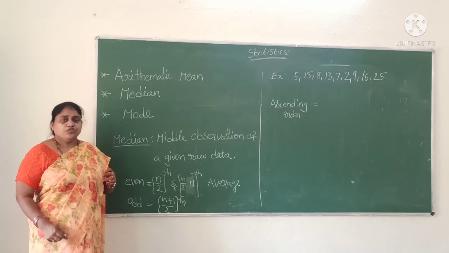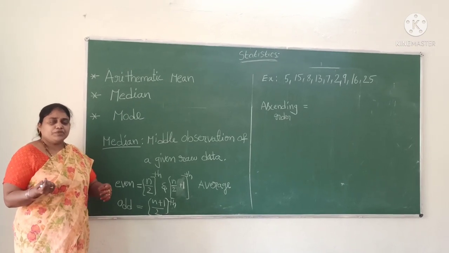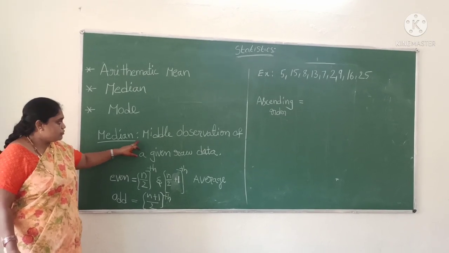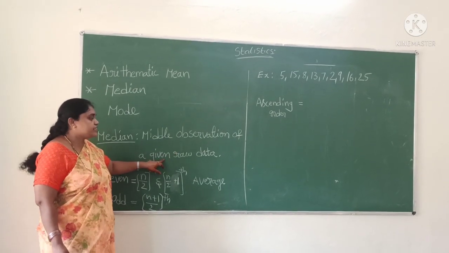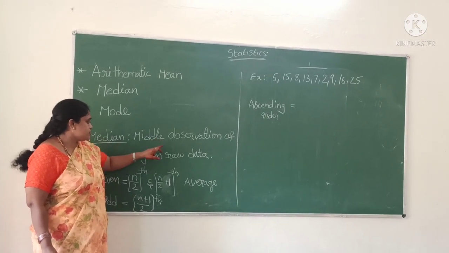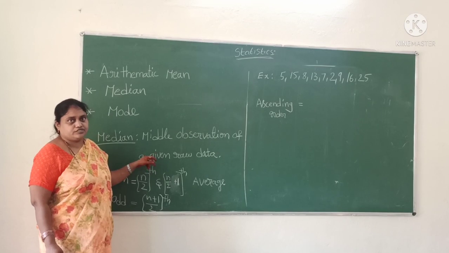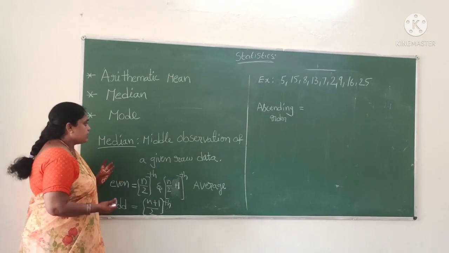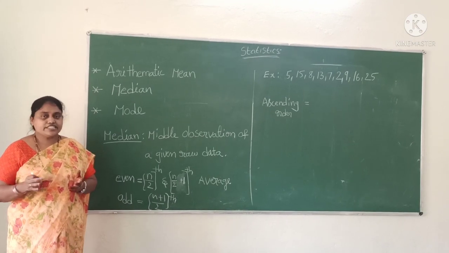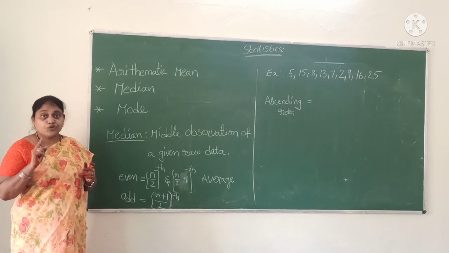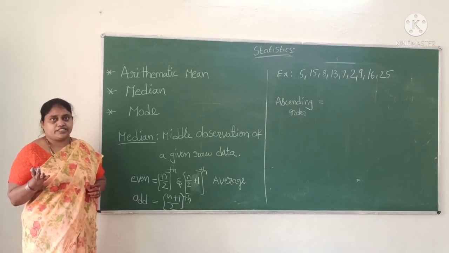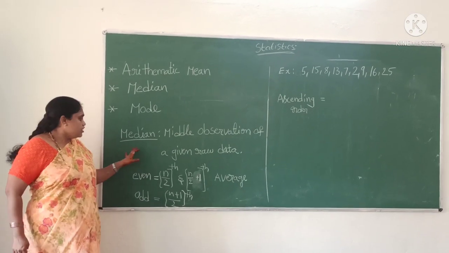First of all, we need to know what the median is. In previous class, we learned that median is the middle observation of a given raw data. First of all, we arrange the observations in ascending or descending order. Then we calculate the median.